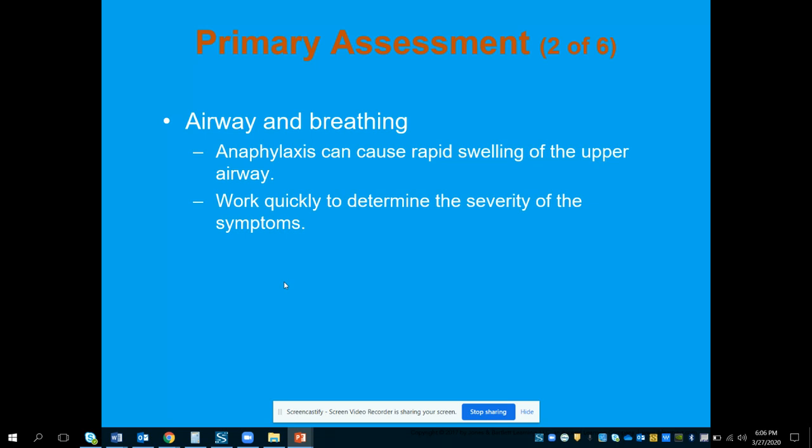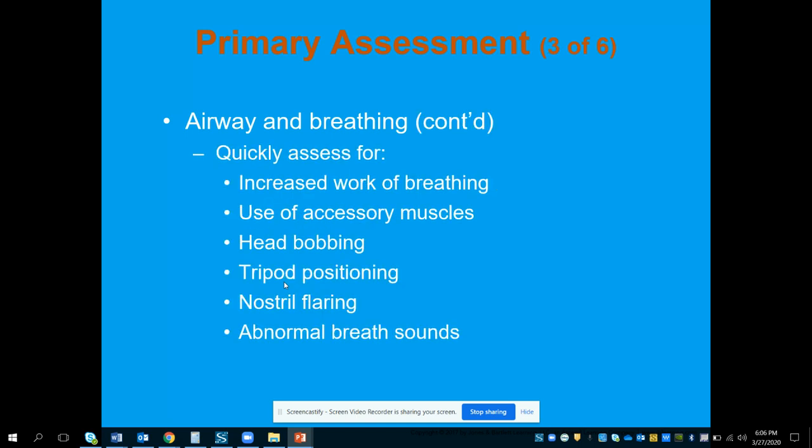Looking at airway and breathing, remember this can be a cause for rapid swelling of the upper airway, so looking for swelling of the airway and also listening for bronchospasm of the lower airway with wheezing. So we could hear stridor and or wheezing here, and we want to make sure we're working pretty quickly to determine the severity of the symptoms.